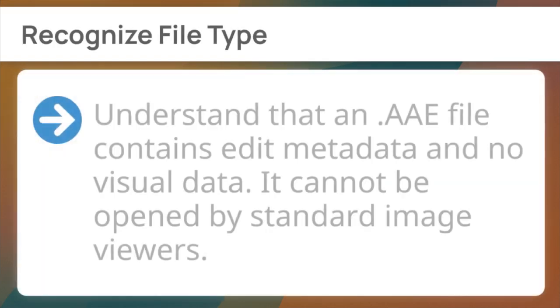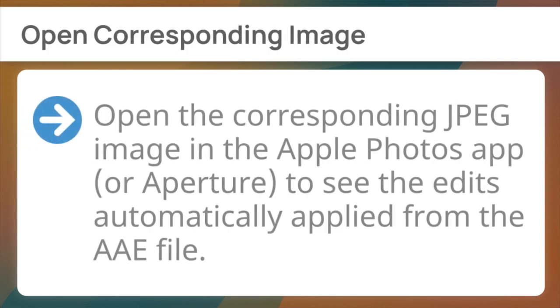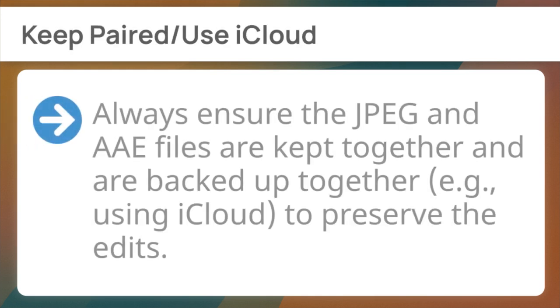First, recognize file type. Understand that an AAE file contains edit metadata and no visual data. It cannot be opened by standard image viewers. Next, open corresponding image. Open the corresponding JPEG image in the Apple Photos app or Aperture to see the edits automatically applied from the AAE file. Finally, keep paired to use iCloud. Always ensure the JPEG and AAE files are kept together and are backed up together, e.g. using iCloud to preserve the edits.